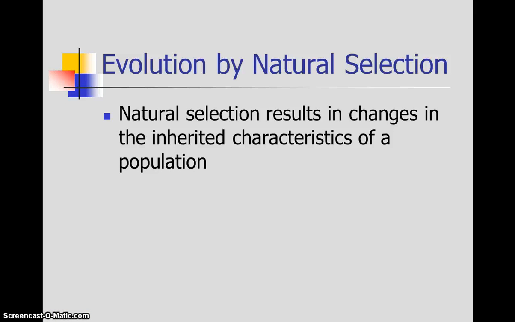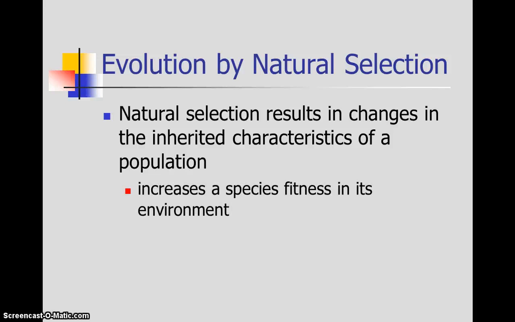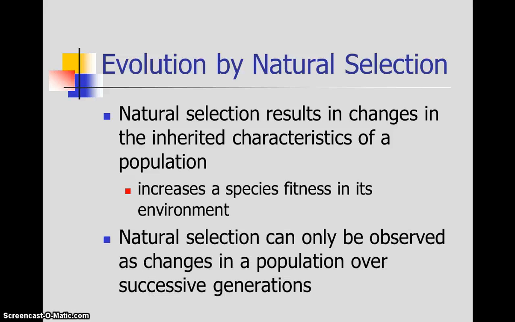Natural selection results in changes in the inherited traits of a population. So it increases a species' fitness in its environment. Natural selection can only be observed as changes in a population over successive generations. And in your book it looks at cheetahs and how their skulls are shaped and how that helped them survive over time.